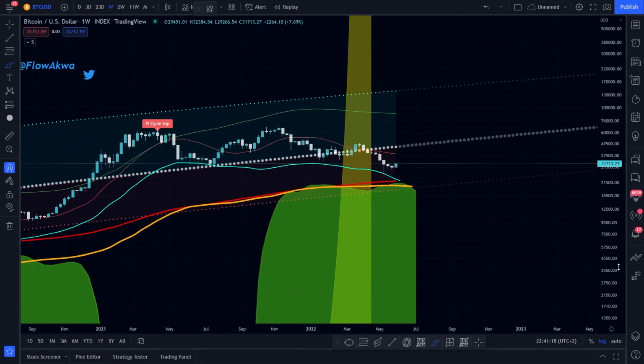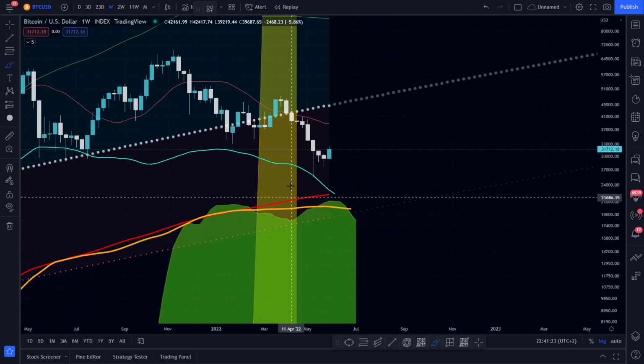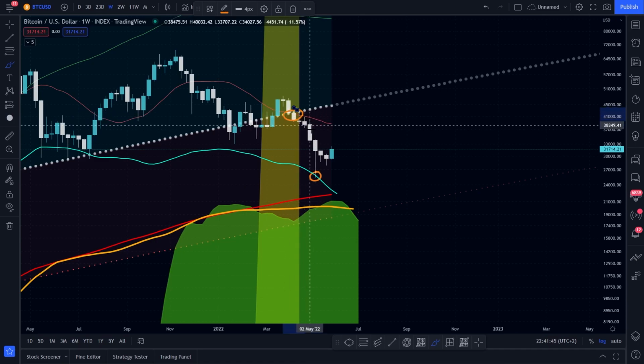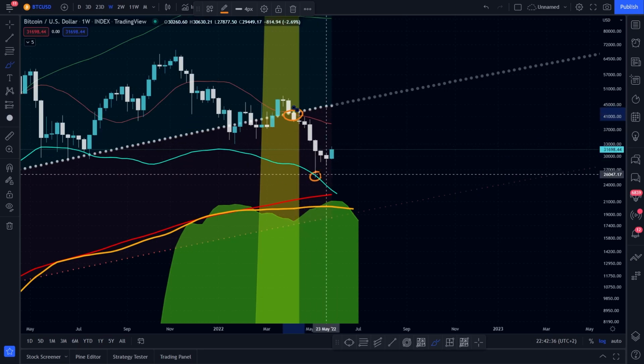For the record, we anticipated successfully the retest of the aqua line that you can see just right here, because we have the red line of the pi cycle top indicator crossing the cloud line in white, and this was an early signal that a capitulation was coming. And every time we did this in the past, we retested the aqua line a few weeks after, and as you can see, it was exactly the same scenario.